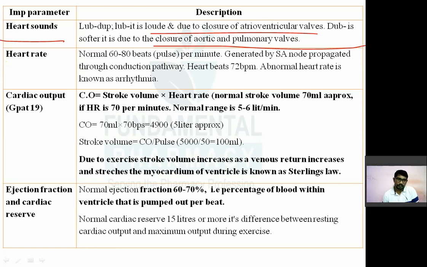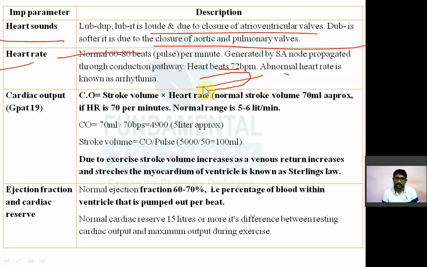What is the heart rate? What is the normal heart rate? Normal heart rate is 60 to 80 beats per minute. Okay. So normally your heart will beat around 60 to 80 beats per minute. Normally it is 72 beats per minute. What do we take as the normal? Average 72 beats per minute. And see, 72 beats per minute is not an actual value. It is an average value. So it can change depending on the situation.